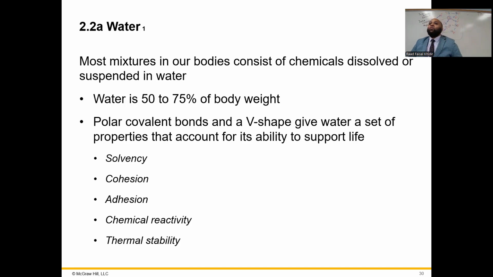Then there's thermal stability. Water has a high specific heat capacity. It takes a lot of fire to make water evaporate. Water is oxygen and two hydrogens, similar to ammonia, NH2. But ammonia will evaporate at a very cold temperature, at 2 degrees Celsius, but water would evaporate at 100, even though both are similar. This one is H2O, that one is H2N.